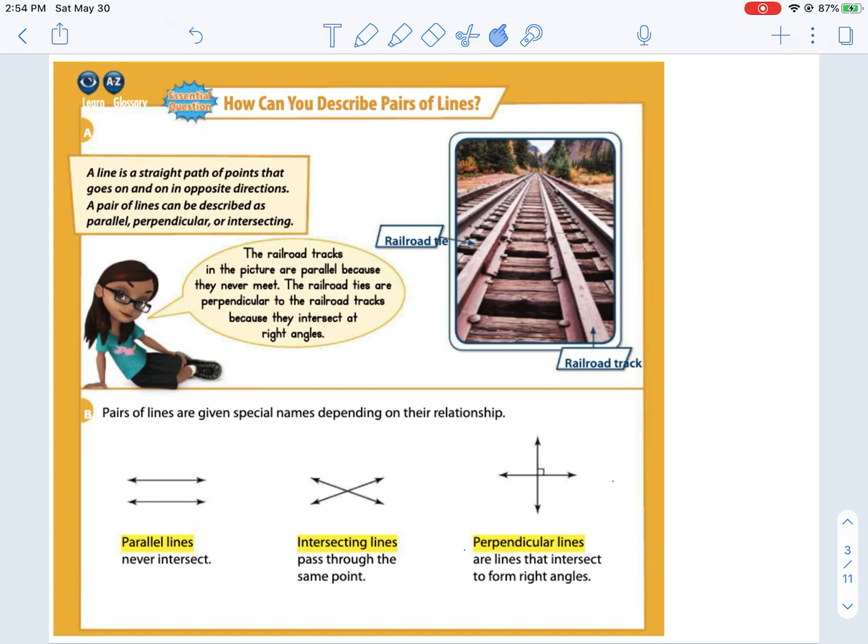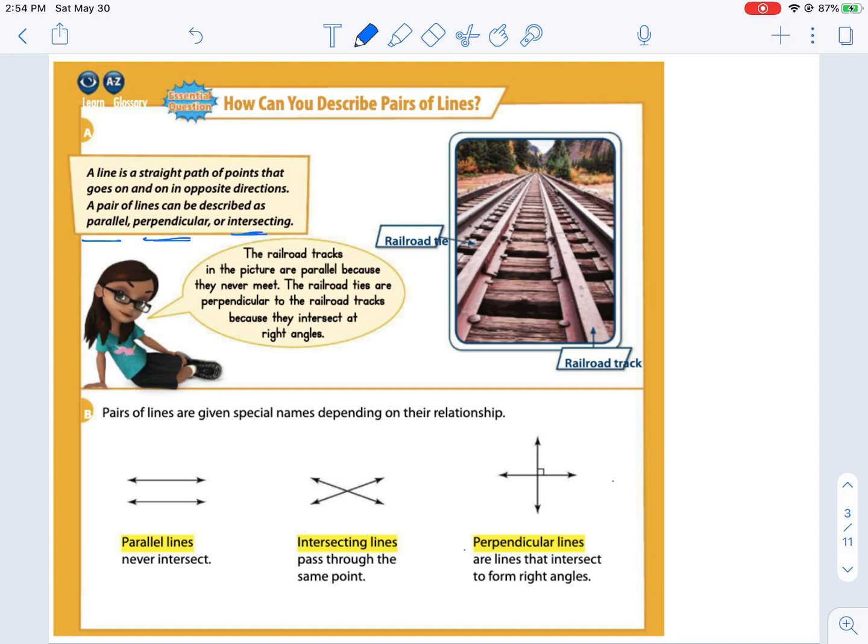All right, so a line, like we talked about, is a straight path that goes on and on in the opposite direction. A pair of lines can be described as parallel, perpendicular, and intersecting. So these are the three types of lines we're going to talk about: parallel, perpendicular, and intersecting.